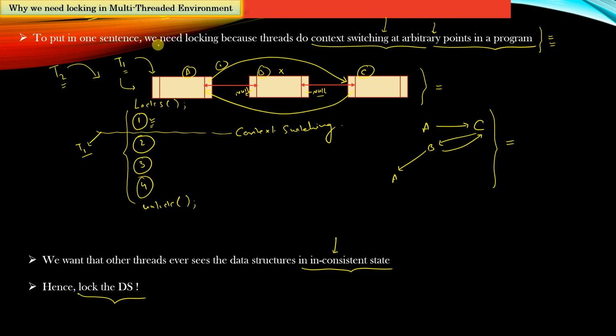So to conclude, we need locking or thread synchronization in a program because threads undergo context switching at arbitrary points in a program. If somehow you could change your operating system design such that you put control in the hands of the developer, so that threads undergo context switching only when the developer wants, then it is possible for the developer to write code such that threads are context switched only when it is 100% ensured that no application data structure is left in an inconsistent state. In that case, even in a multi-threaded environment, you would not need any locking or thread synchronization mechanism.